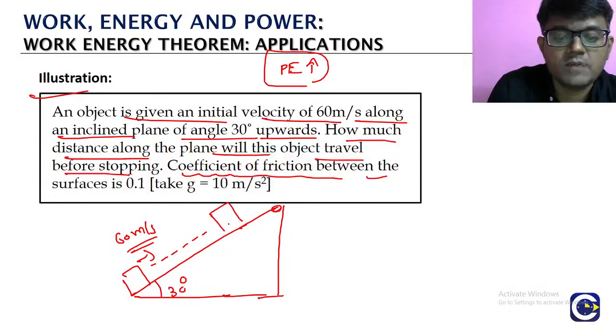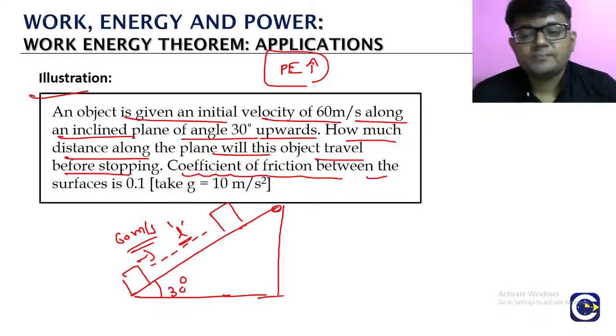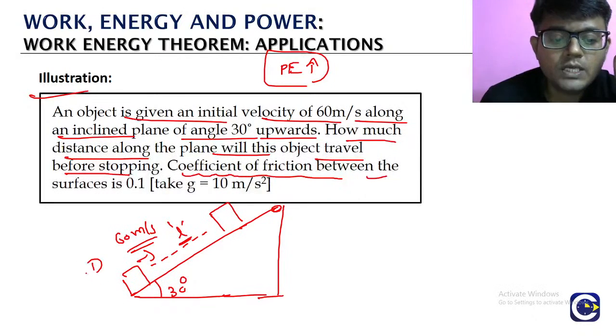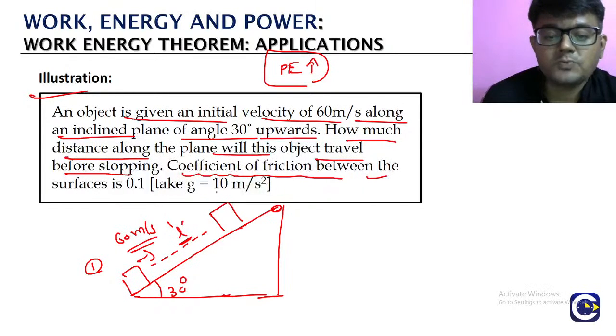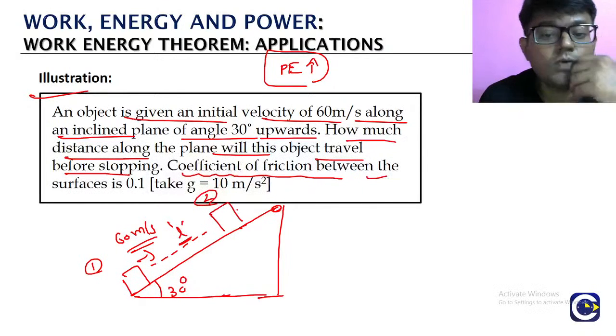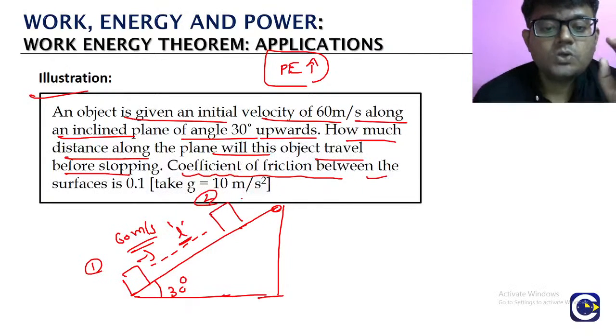Let us say it is stopping here. This distance L is what they are asking. What is the distance covered along the plane before this object stops? So here we'll consider the starting point as point 1 and the point where it comes to rest as point 2. We'll apply the work energy theorem. Whenever we apply the work energy theorem, we require 2 points.